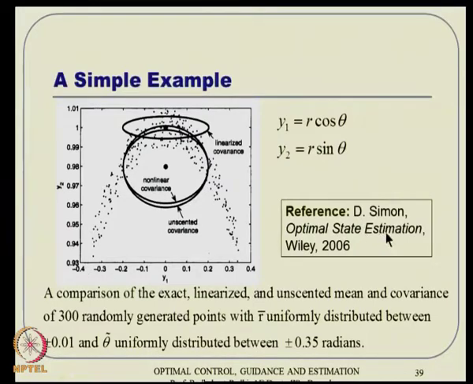It's a very good book again. It's a polar coordinate to Cartesian coordinate example, where you have r cos theta and r sin theta. If you do this linearized covariance, it turns out to be somewhere like this. If you do this sigma point propagation and find out again, then it turns out to be very close to what it should be. And that is the whole idea which led to this unscented Kalman filter. More details you can see in this book also.